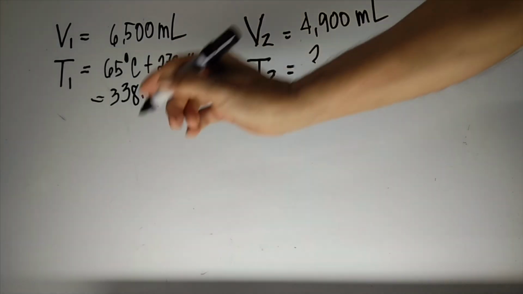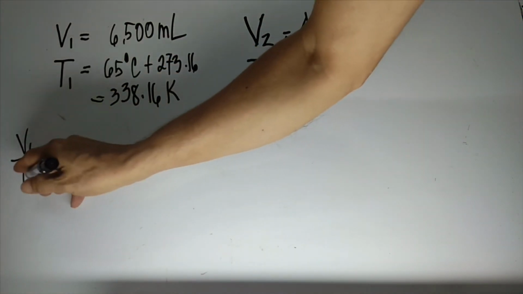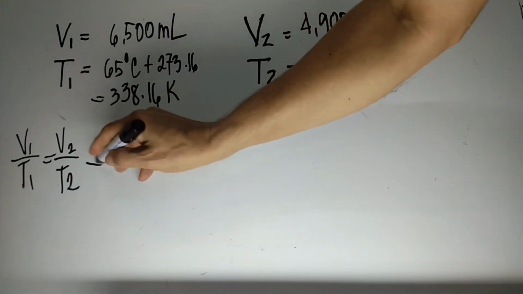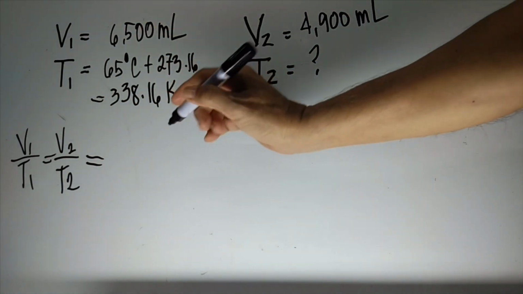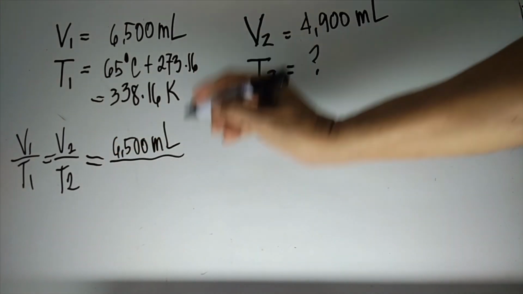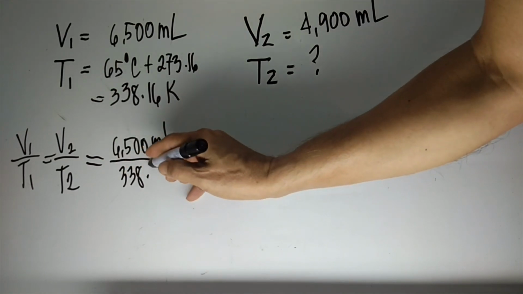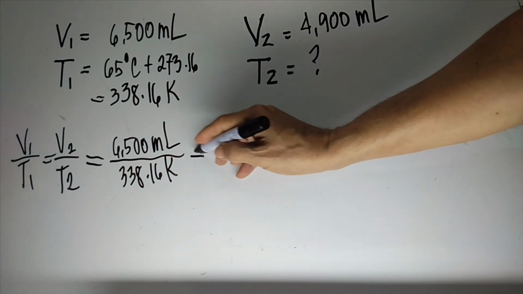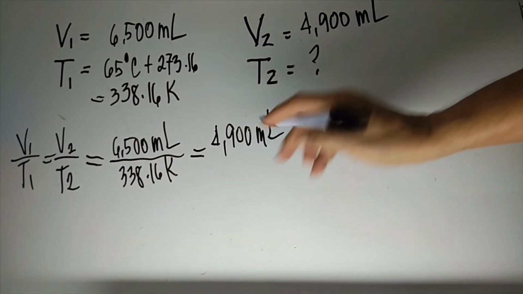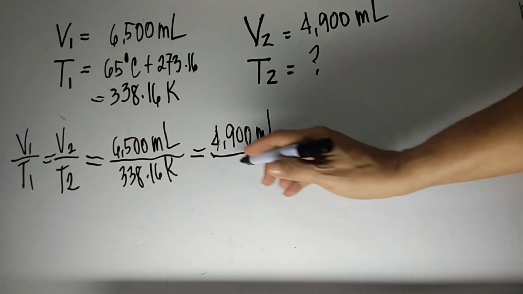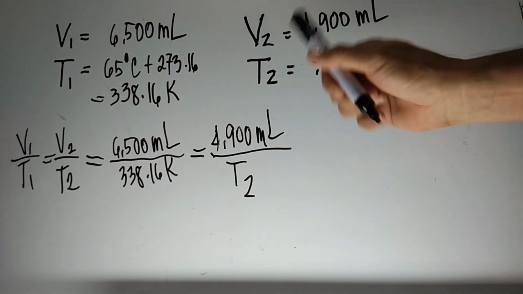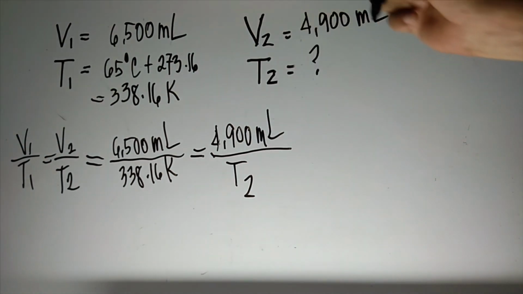So the formula for Charles' law is V1 over T1 is equal to V2 over T2. We'll substitute now all the given information to the formula. So this becomes 6,500 milliliters over 338.16 Kelvin is equal to 4,900 milliliters over T2. Again, the unknown T2 is at the denominator. So we're going to cross multiply.